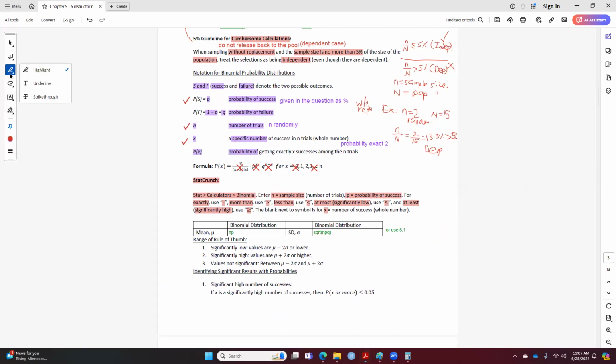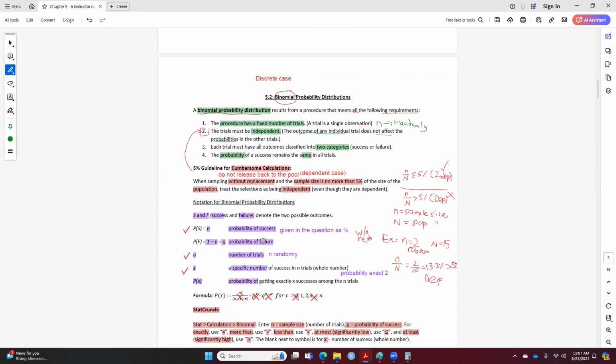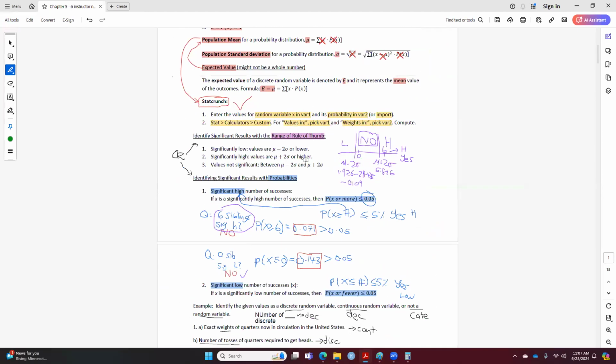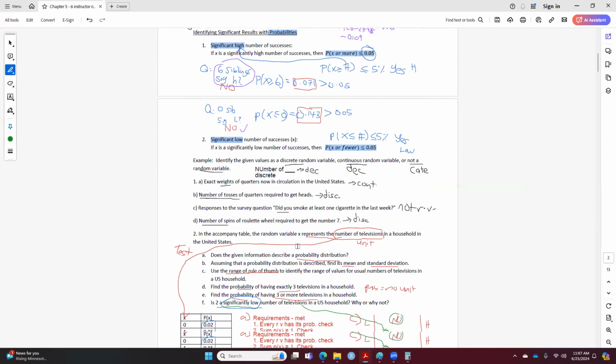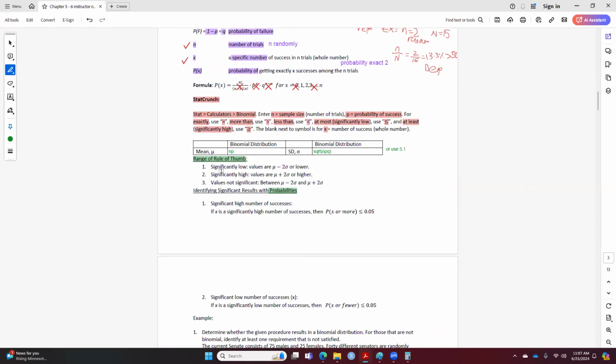Now, once you find the mean and standard deviation, you can begin to use the range rule of thumb and the probabilities. This is the same as what we just did. We can use the range rule of thumb and the probabilities to figure out outliers, or in this case, significantly low or high. So this is all the same as 5.1. I literally copied and pasted it, to be honest.